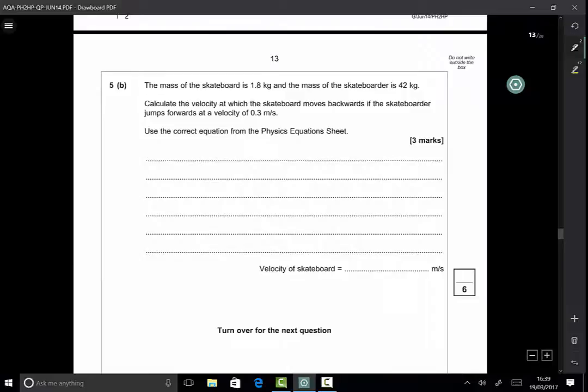So we're going to use that now. The mass of the skateboard is 1.8 kilograms and the mass of the skateboarder is 42 kilograms. Work out the velocity of the skateboard if the skateboarder jumps forward with 0.3 meters per second. So momentum forwards is equal to momentum backwards.